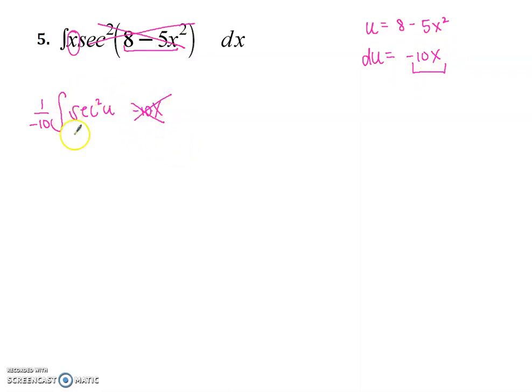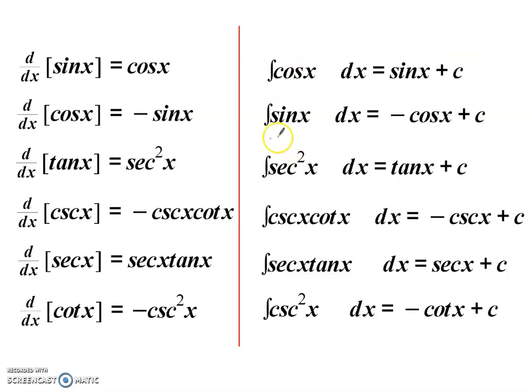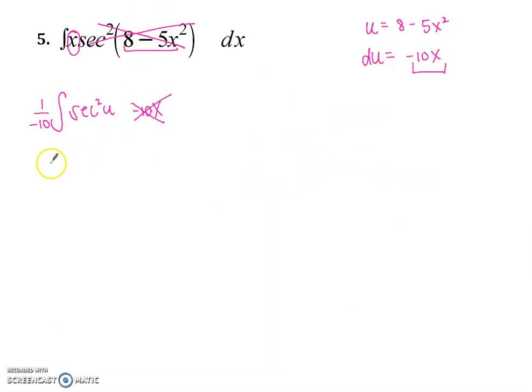Okay. So we're going to look at our integral for secant. So here's my integral with secant squared. That's going to turn into tangent. So I'll have -1/10 tangent of u. Okay, and then I'm going to go ahead and change that u back to the 8 minus 5x squared, and then tack on my plus c.